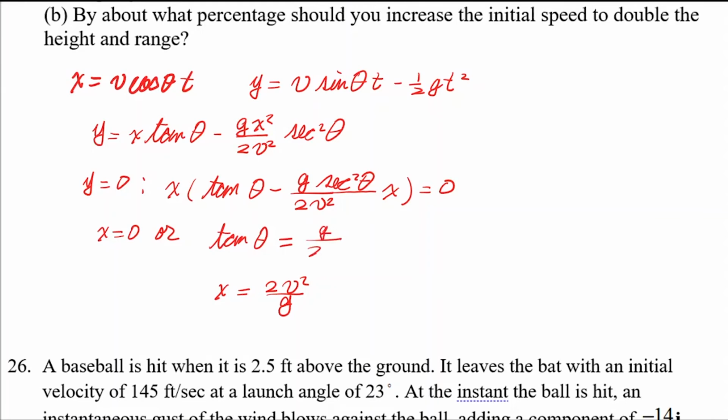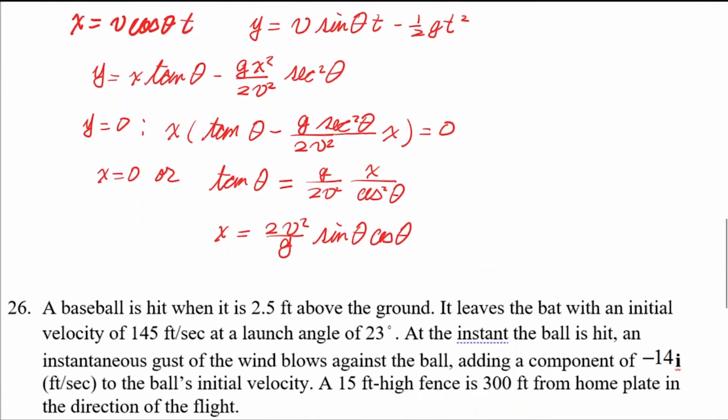2g over 2v squared, and then let's write it like this. Here's the x, ugly handwriting, and then cosine squared. Maybe this is an easier way to see. So you multiply cosine, you know what I'm saying? So tangent is sine over cosine times cosine squared, then we have sine theta cosine theta. So far, so good.